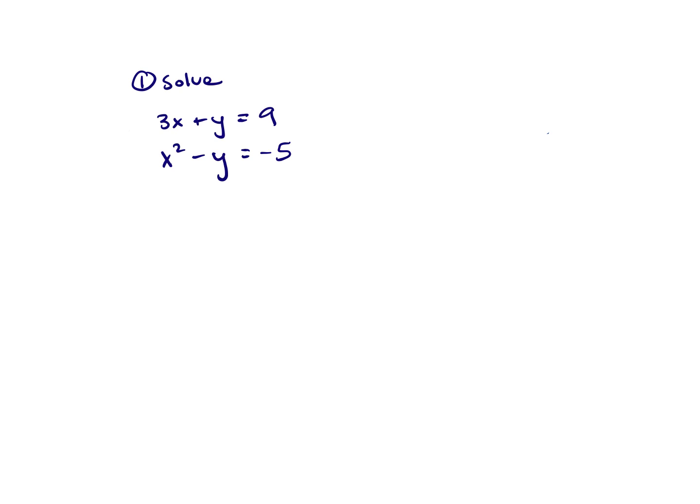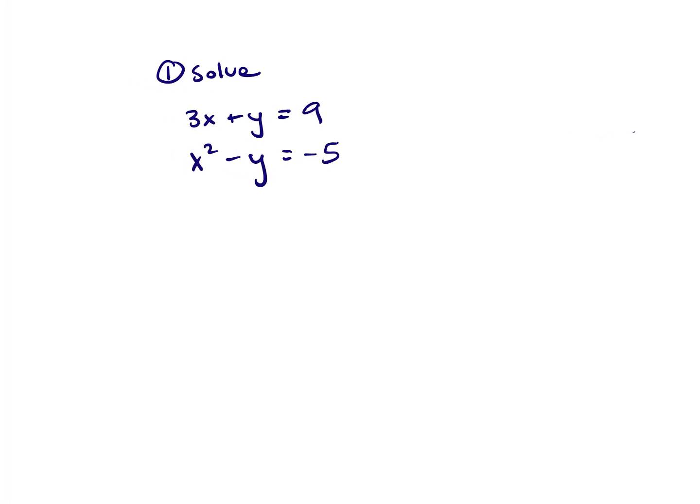So you're going to first take that top equation of the 3x plus y is equal to 9, and you're going to solve it for y. So we're going to move that 3x over, subtracting it from both sides. That gives us y is equal to -3x plus 9.